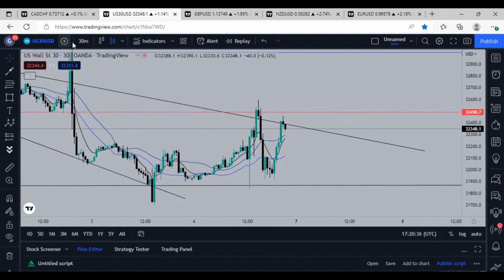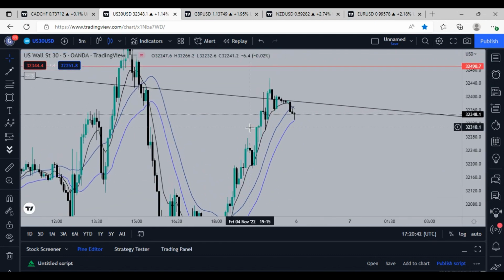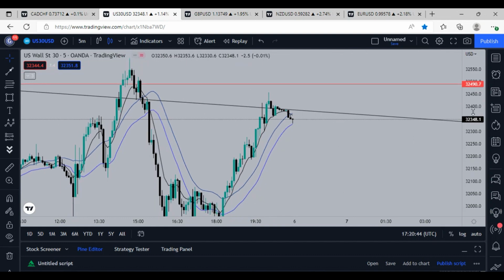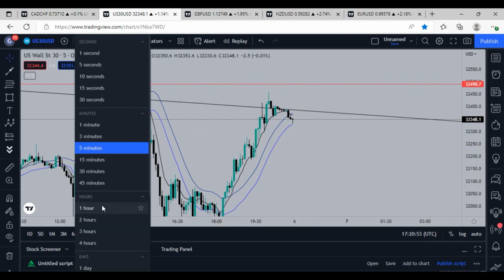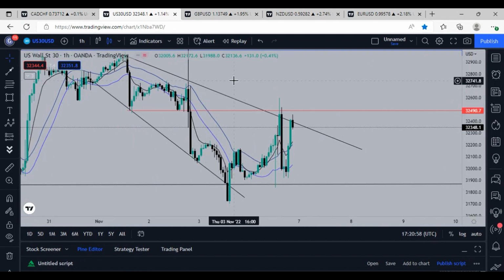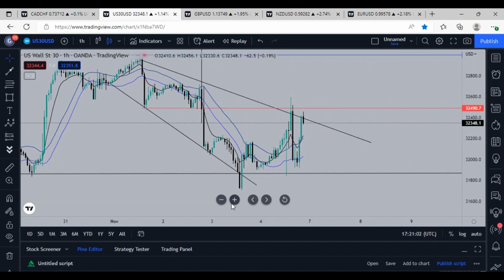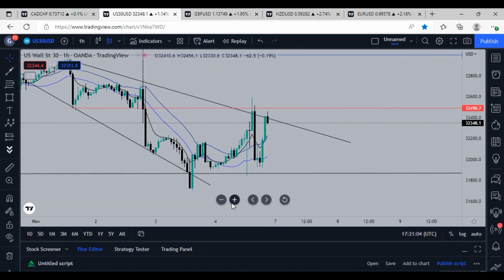Yeah, I don't really see much, but it's quite a simple analysis for me. And as you can see here, price is starting to reject. Price is starting to reject. All right. So yeah, quite a simple forecast and breakdown. And that's all I have for this video for US30.